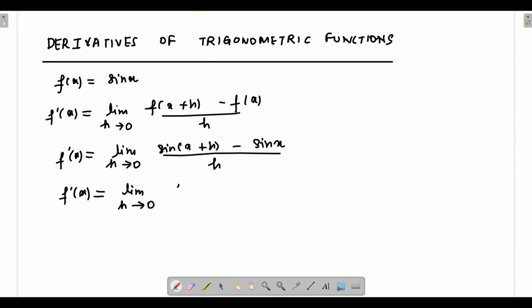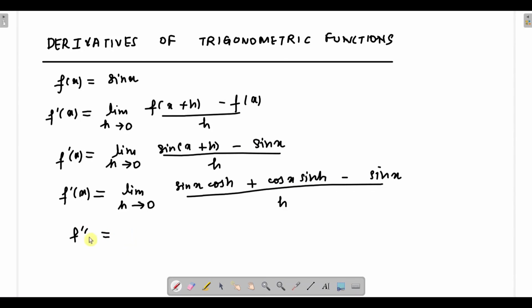So sin(a plus b) is nothing but sin a cos b plus cos a sin b, and minus sin x. Okay, that is this term, and then divided by h. So f prime of x, if you calculate, it will be limit h tends to 0.